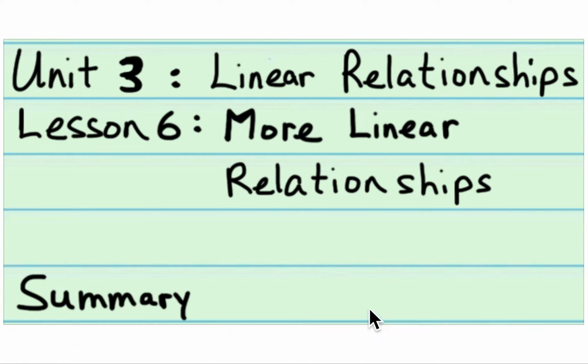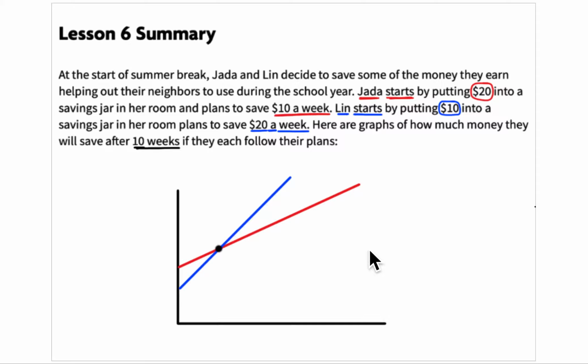This is the summary for lesson 6. And in this summary, there is Jada and Lynn, and each of them are saving money. Each of them has started with a certain amount of money. So Jada has started by putting $20 into a jar, and so she has a head start of $20. Lynn has a head start of $10.